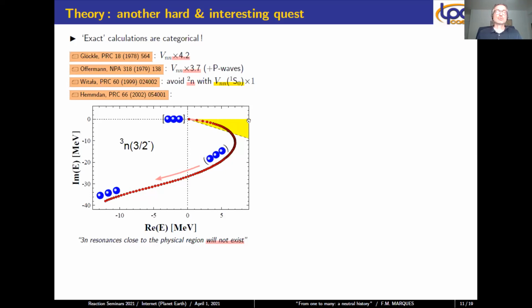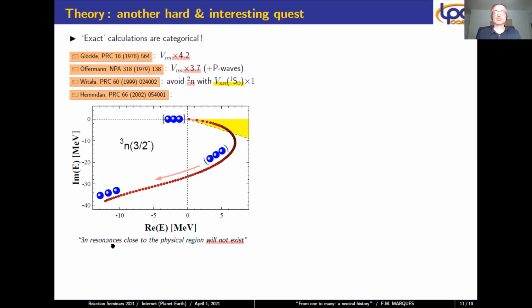To guide the eye, this yellow sector is the one in which you see physical resonances, so positive energy with comparable width. And you see that when you remove completely the factors needed to bind the trineutron, you end up in a region that is completely unphysical. And the conclusion from these calculations was that 3-neutron resonances close to the physical region will not exist.